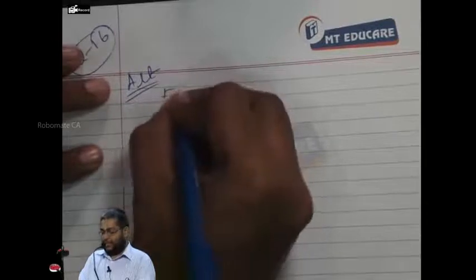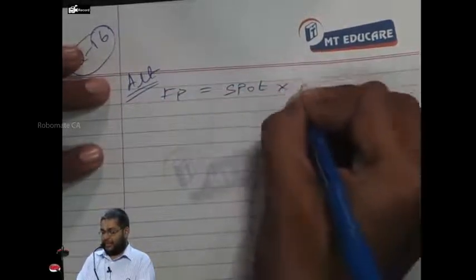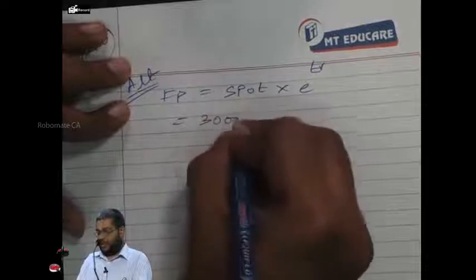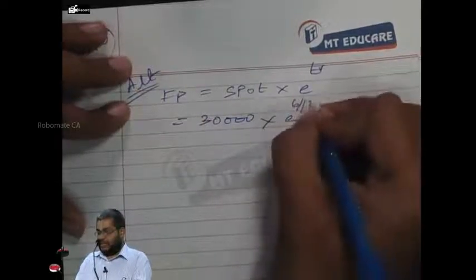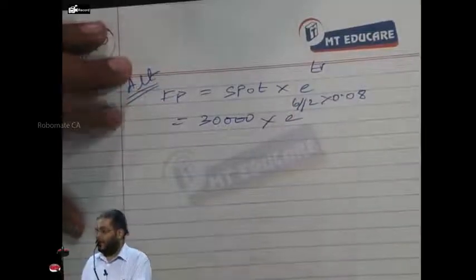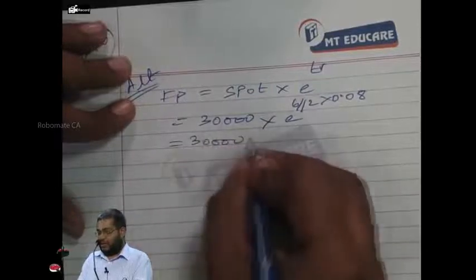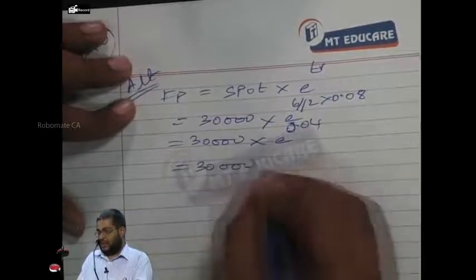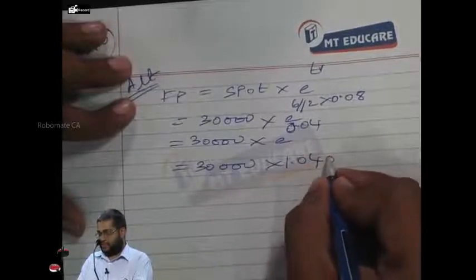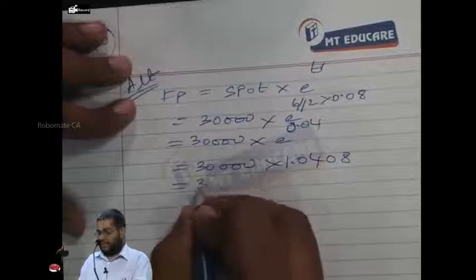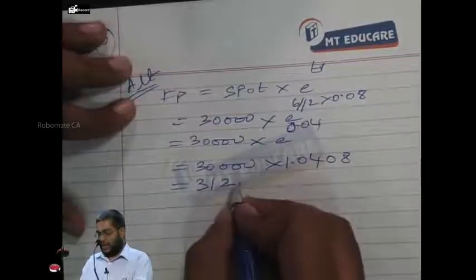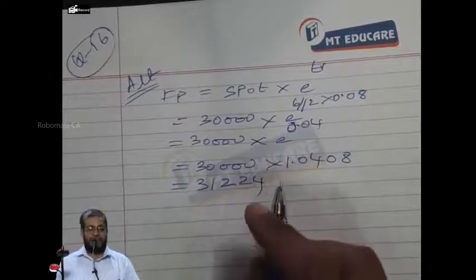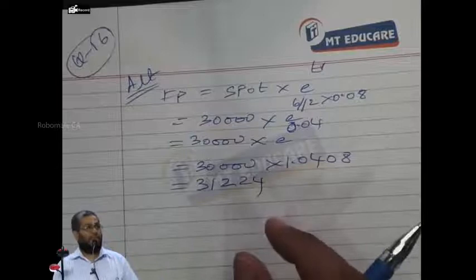Now, tell me, what is the future price? Spot price into e power rt, which is equal to 30,000 into e power 6 by 12 into 0.08, which is equal to 30,000 into e power 0.04. Tell me the number here. It is 31,224. The 24 is extra due to the continuously compounded interest. That's what makes the change.